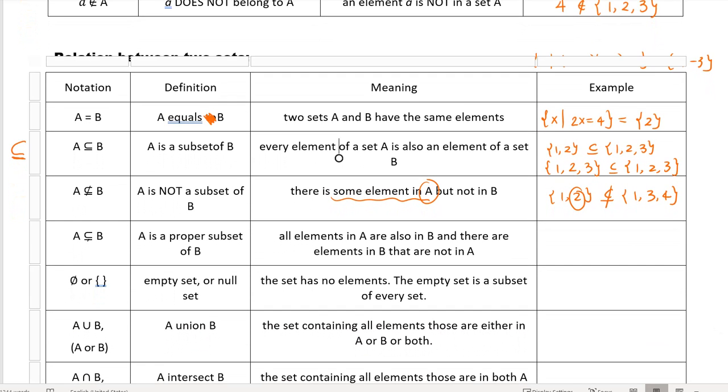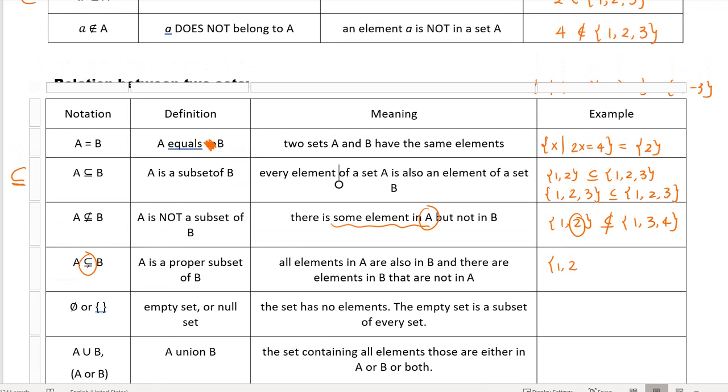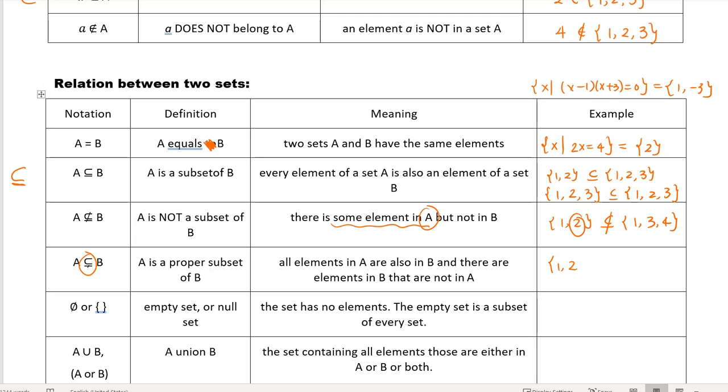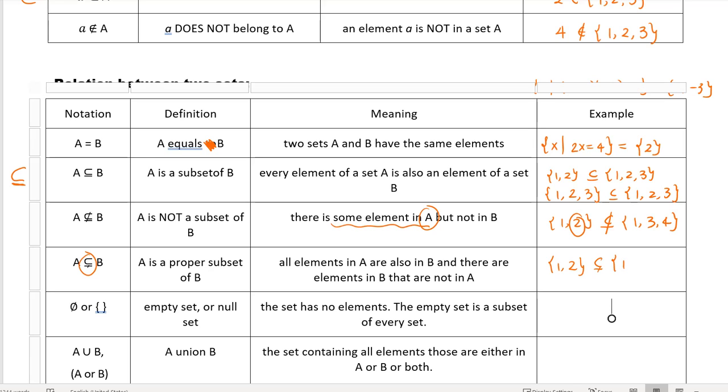Okay, next. Proper subsets of B. All elements in A are also in B, and there are elements in B that are not in A. So this is like you put a little cross on the small line segment. It means it's a proper subset. It's a subset, but it is not equal. So that's why here {1, 2} is a proper subset of {1, 2, 3}.